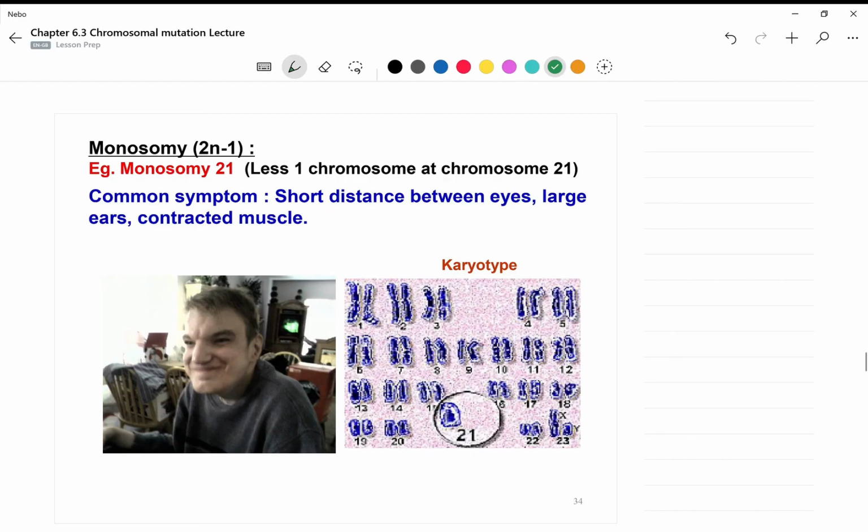This is the karyotype of a person with monosomy 21. As I said earlier, it means you have one less chromosome at chromosome 21. Here, this is chromosome 21. We are supposed to have another one over here, but it's missing. The common symptoms for individuals with monosomy 21 include a short distance between the eyes, over here, enlarged ears, and then contracted muscle.